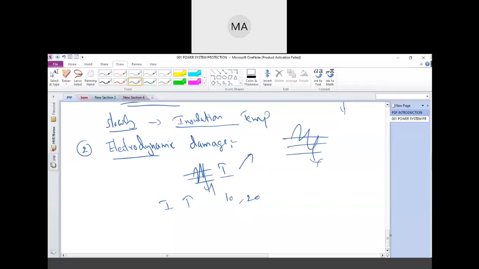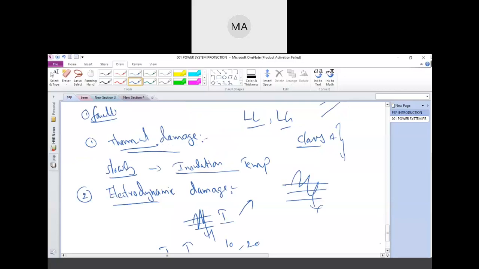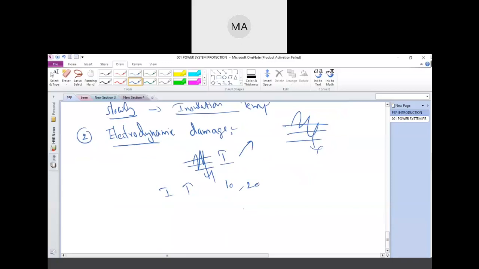If it is thermal damage, it takes time. But the electrodynamic type needs instantaneous tripping. If a fault has occurred in the electrodynamic case, we have to take care and instantaneously protect the equipment. Otherwise it will lead to the collapse of the grid. For this reason, instantaneous tripping is needed.